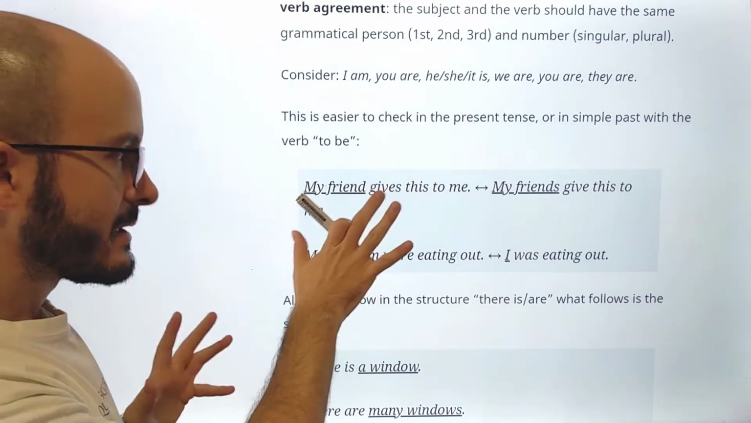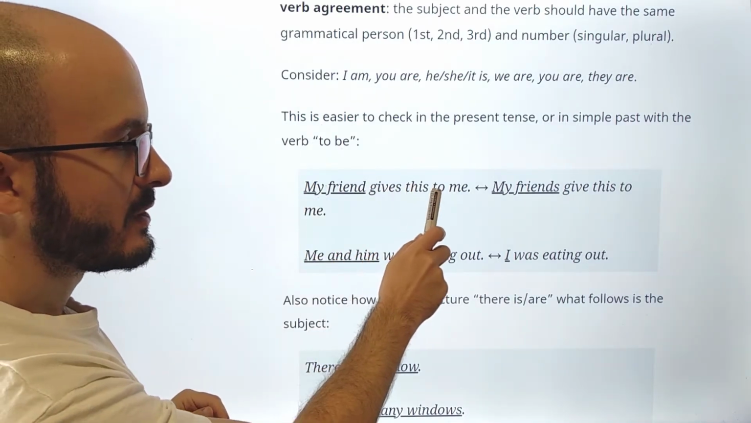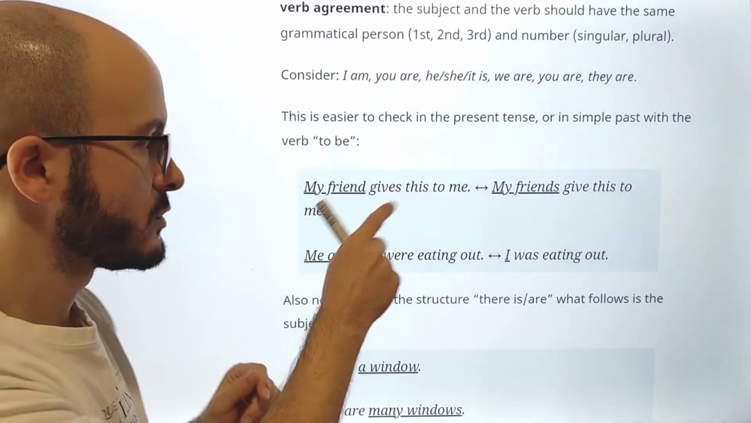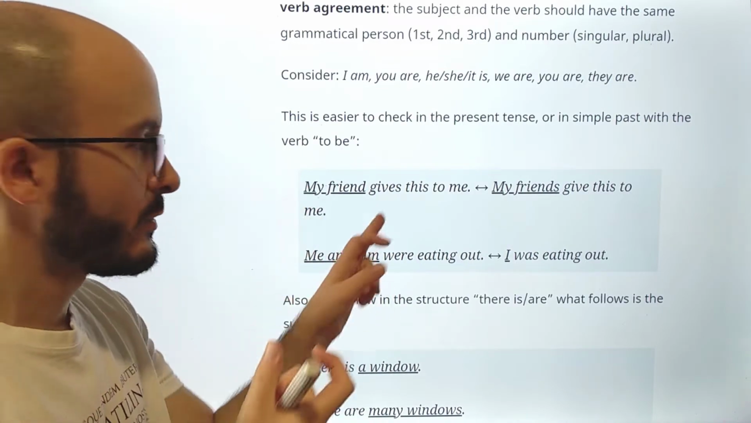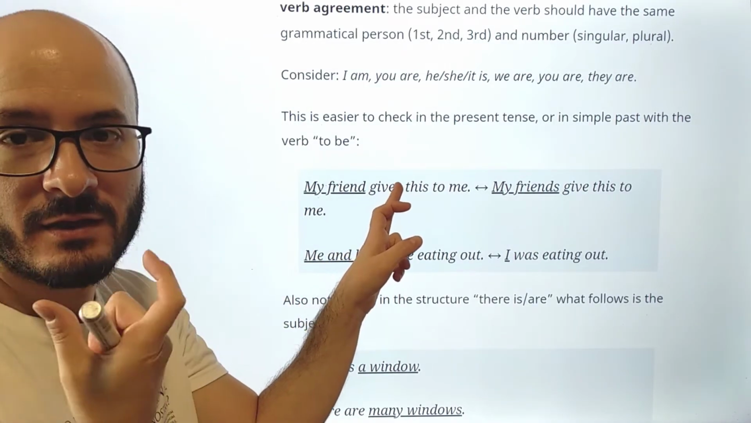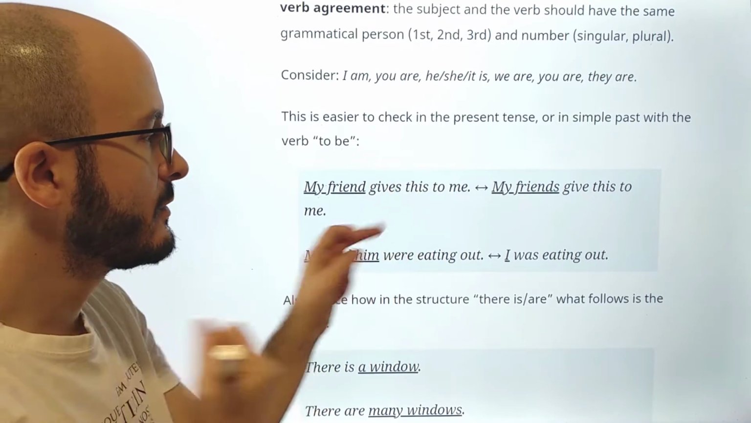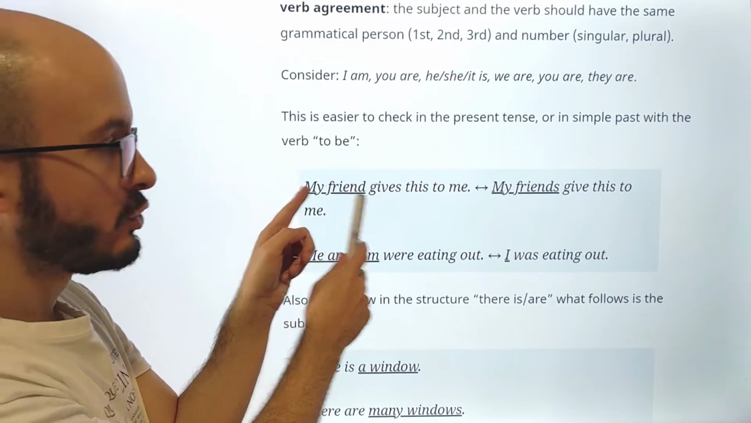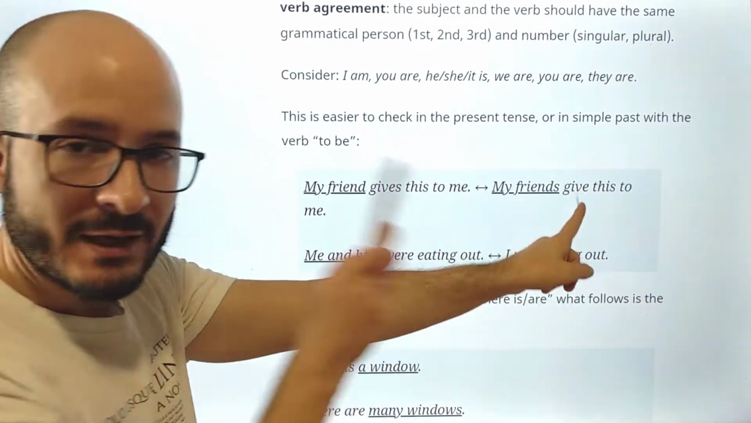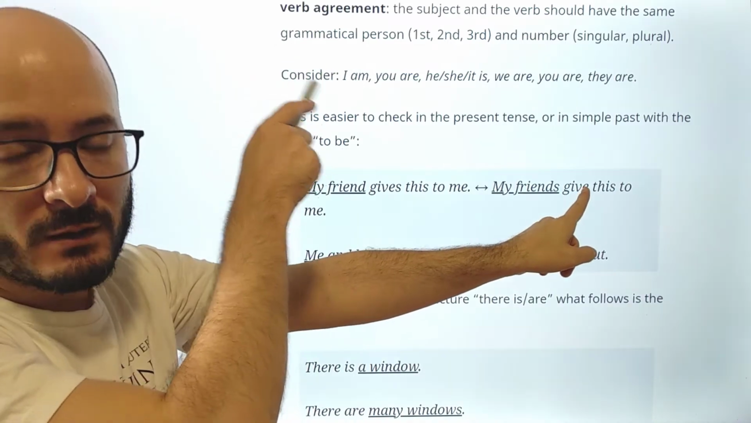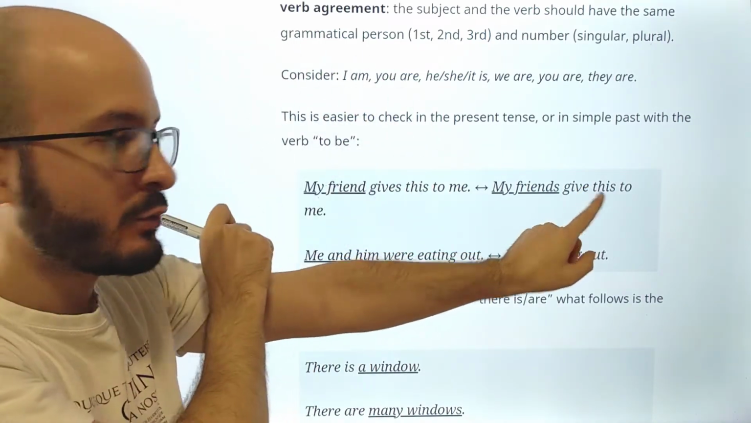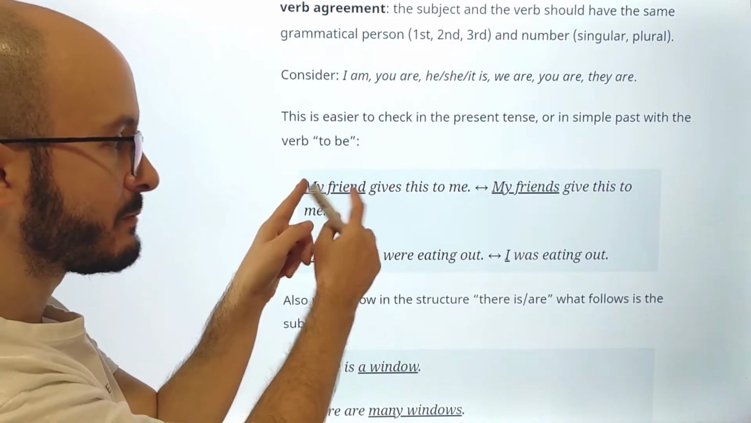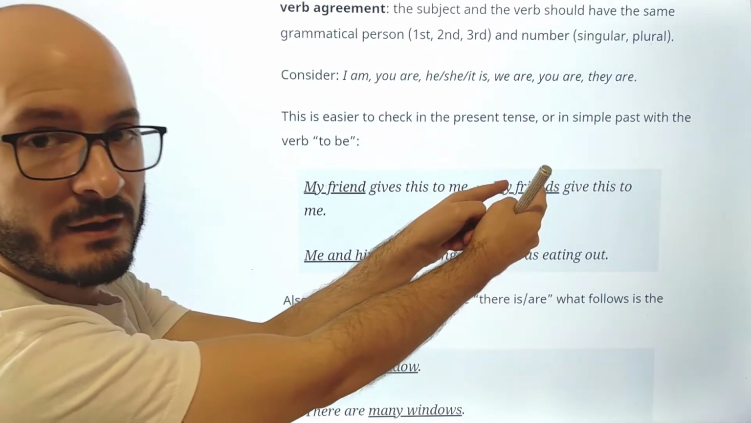But let's see. My friend gives this to me. So we see my friend is third person singular, so gives is singular. The s marks the third person present singular. Now, if we change this, which is singular here, to plural, then the verb has to change because of the subject-verb agreement. So my friend gives, but my friends give. That means that my friend and my friends is the subject.